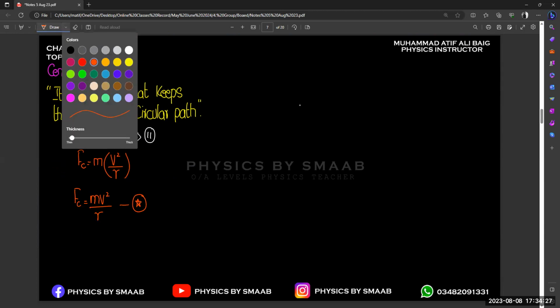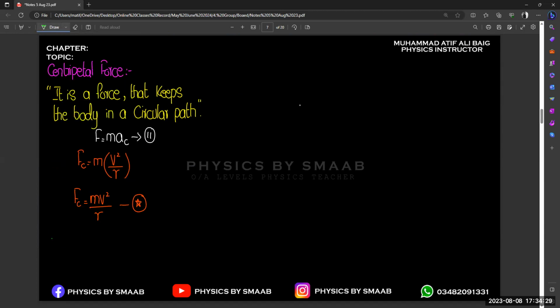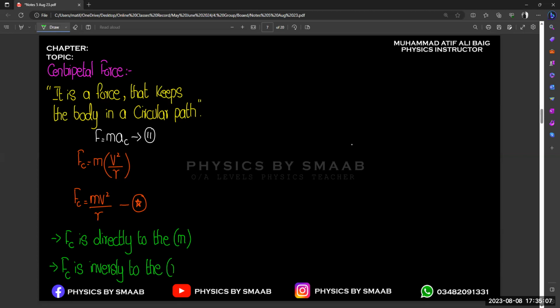We can simply write in a short note that Fc is directly proportional to the mass. And the second thing is centripetal force is inversely proportional to the radius of the circle, right?